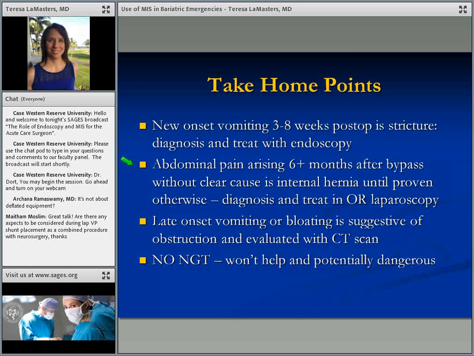Abdominal pain, especially that's intermittent, arising 6 months after a bypass without a clear cause, is usually going to be an internal hernia until proven otherwise. A diagnostic laparoscopy can be very diagnostic. Late onset of vomiting or bloating is suggestive of an obstruction and evaluated with a CT scan. And don't put an NG tube in bypass patients. If they need an NG tube, they need to be in the operating room.